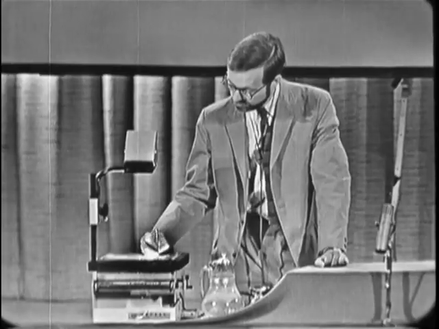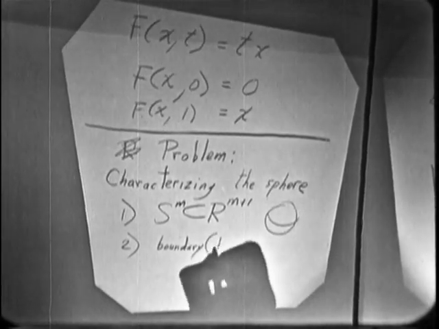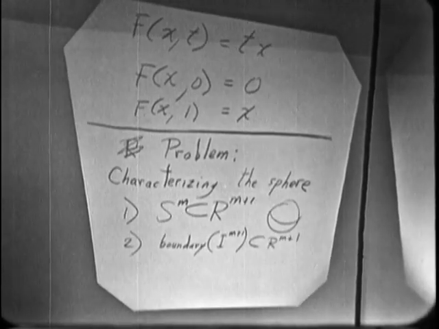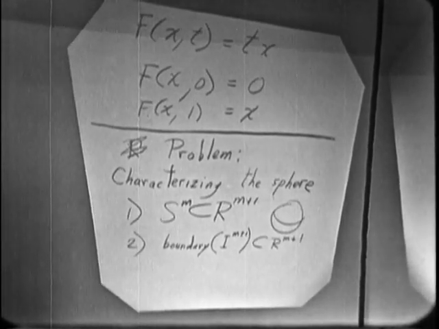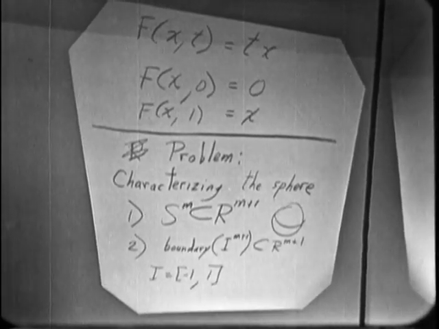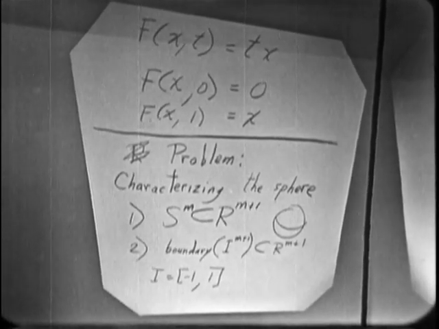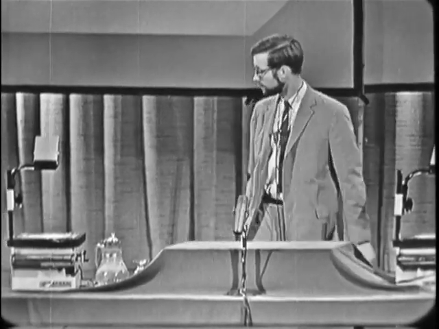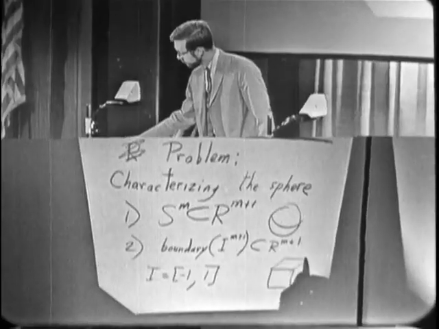So it's, let me write it this way, the boundary of I^(m+1), in R^(m+1). By I, I mean simply the interval from minus 1 to 1. I^(m+1) is the set of all (m+1)-tuples, each of whose coordinates lies between minus 1 and 1. And the boundary is the set of all such tuples where at least one coordinate is equal to either minus 1 or 1. Some figure such as this.